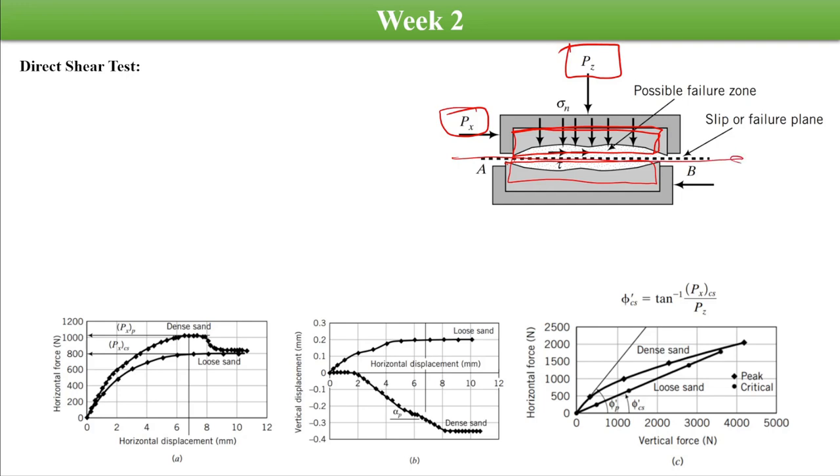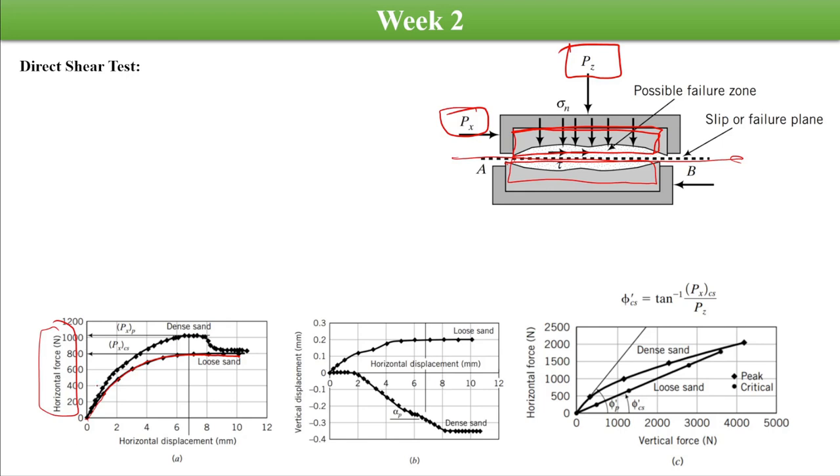Now if you see here, while we look at the typical result of this direct shear test, for the dense case and the loose case, the y-axis is the horizontal force, or we can also say the shear force. The shear force will increase with the horizontal displacement. It will keep on increasing, and it will reach saturation, a particular value after which it will not increase. That is called the critical state shear stress.